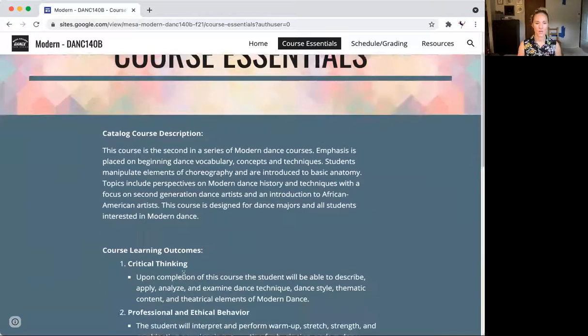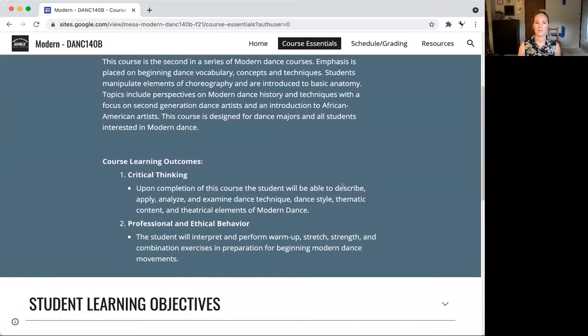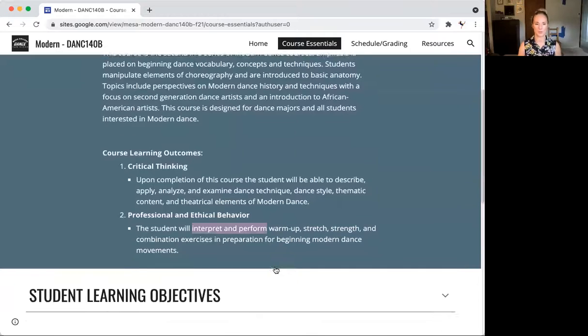Okay, great. Critical thinking, we are going to be able to look at modern dance movement, modern dance performance, modern technique with a critical thinking eye. That means we're not just watching it, but we are engaging as observers and doers. And then here is more about the interpreting and performance of modern dance exercises, all the way from the warm-up to complex choreography.